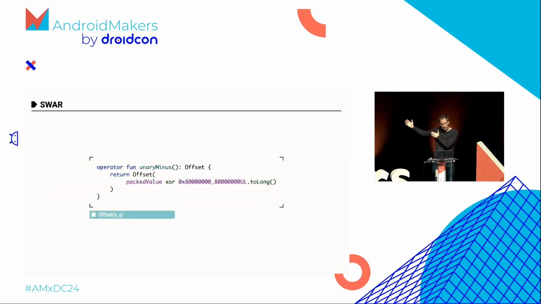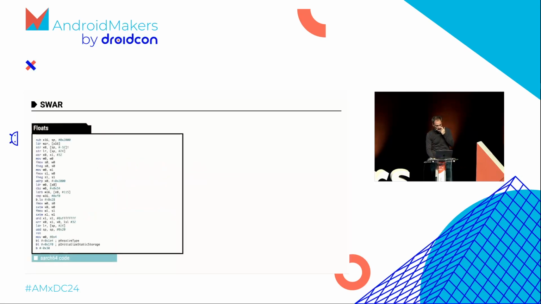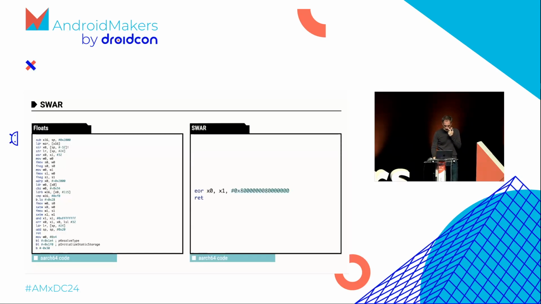So now we can rewrite our function to do this instead. We just XOR our long with a magical constant that has only 2 bits set, and that's all. And what the code looks like, if you look at the assembly, we went from this, where we do a lot of work, to that. And I don't even need a benchmark to prove that that will be faster.